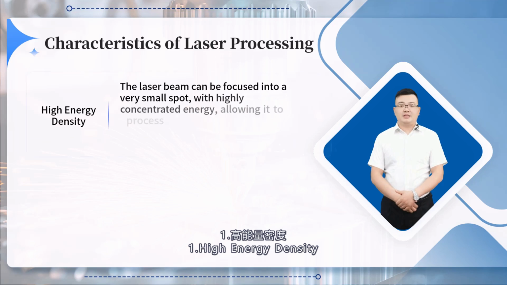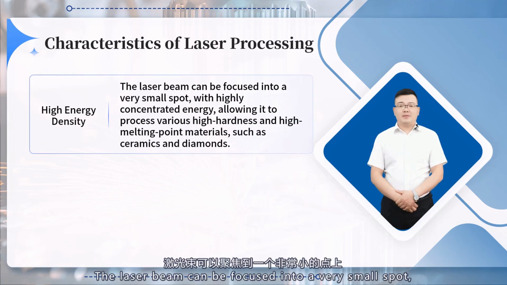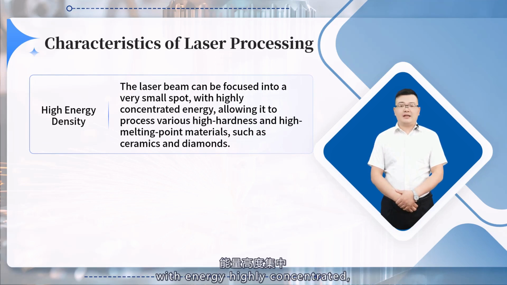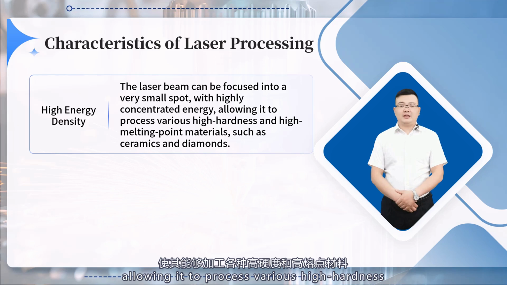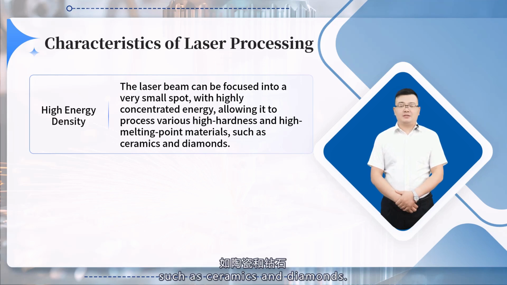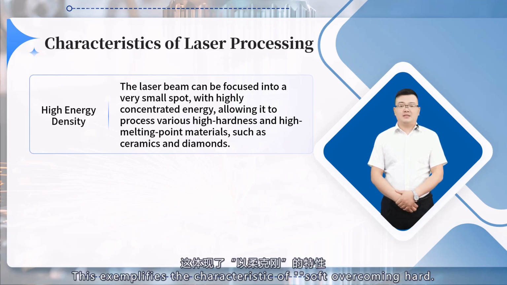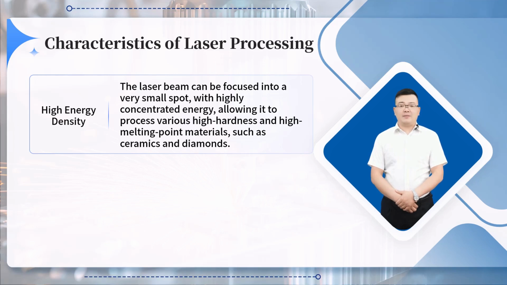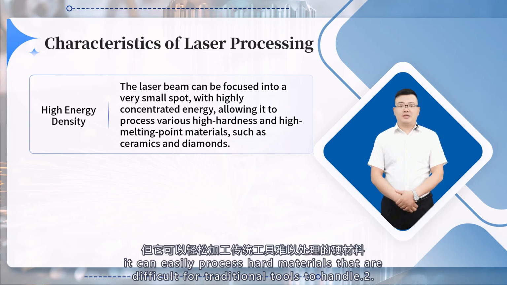1. High energy density. The laser beam can be focused into a very small spot with energy highly concentrated, allowing it to process various high hardness and high melting point materials, such as ceramics and diamonds. This exemplifies the characteristic of soft overcoming hard. Although the laser appears intangible, it can easily process hard materials that are difficult for traditional tools to handle.